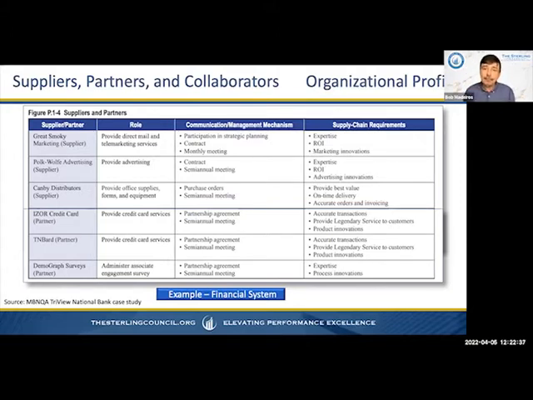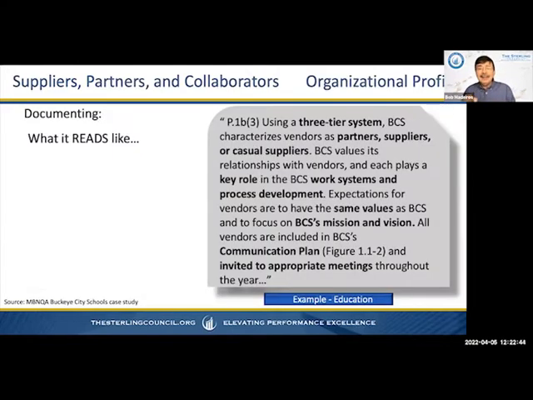So let's look at some examples. Now that we've looked at some examples of how to show it, let's look at how it actually reads. And here's an example that I'd like you to look at for education.